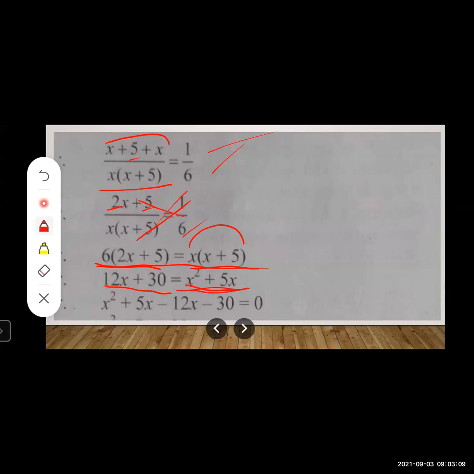Just see this, x square plus 5x. Now you are bringing this 12x to the other side. Why? Because we want a positive sign of the x square. So we have kept this as it is, x square plus 5x, and we have shifted this 12x to the other side, so it will become minus 12x. Similarly, we have shifted this 30 also to the other side, it will become minus. So this is how you will get this equation: x square plus 5x minus 12x minus 30 is equal to 0, right?